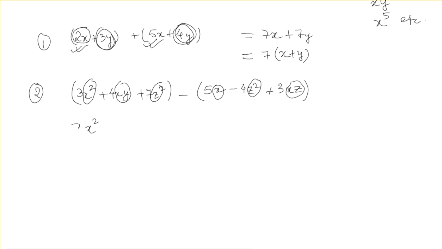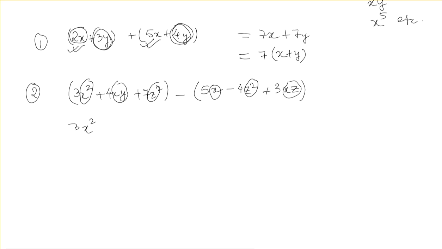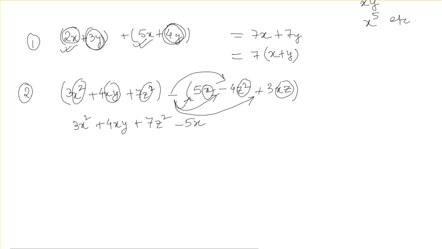In fact, all these terms, let us first dissolve the brackets. It is 3x square, it is 4xy, it is 7z square. Thereafter, when the minus sign applies to all these, it will become minus 5x. Here the sign will reverse, so it will become plus 4z square. It will be minus 3xz.